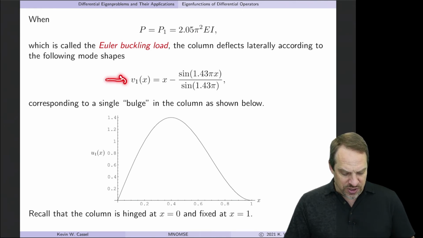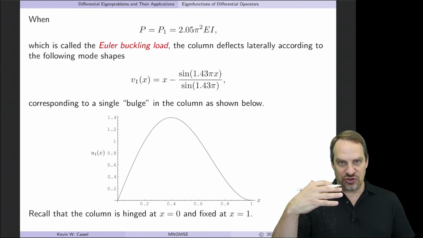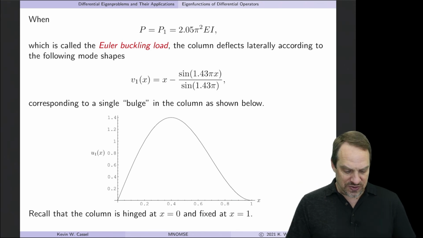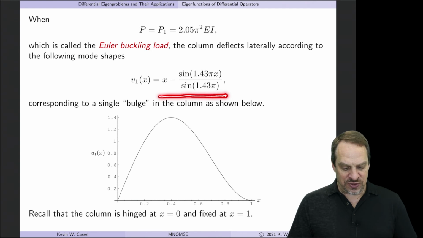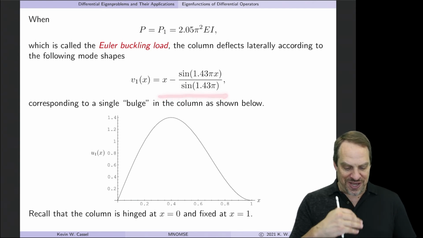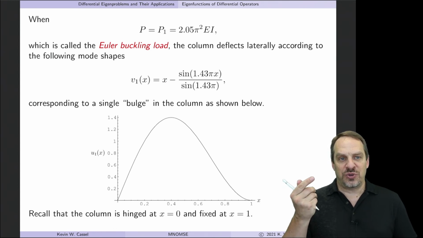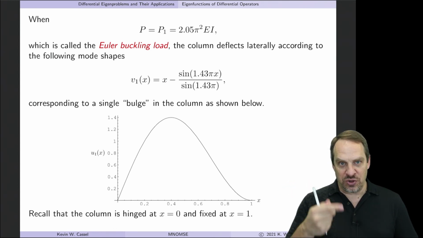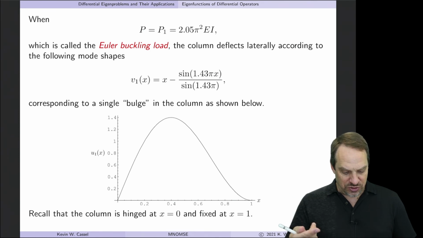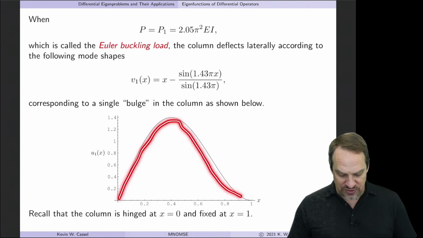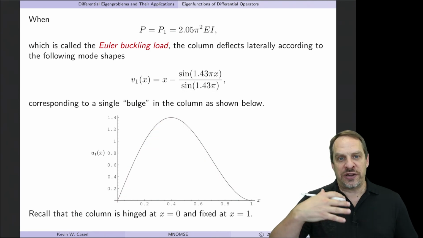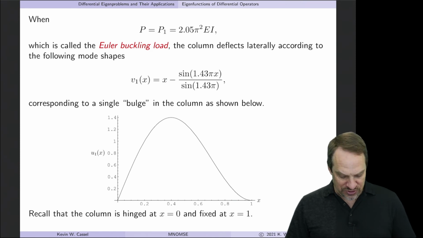Now the V1, so that's the deflected shape, that's the first eigenmode, is then x minus sine of 1.43 pi x over sine of 1.43 pi. And you can look back and see where those numbers come from. That's V1. So corresponding to lambda 1 is the Euler buckling load P1. Corresponding to that is the first mode shape given here. Now if we plot that, it looks like this. So the buckled shape, the lateral deflection, is a single bulge, as we see here.